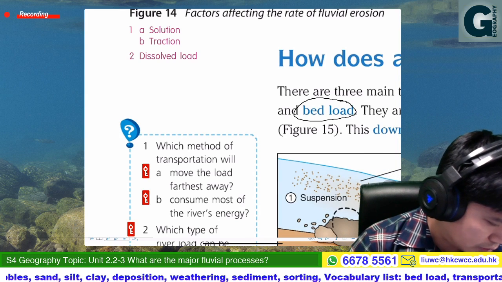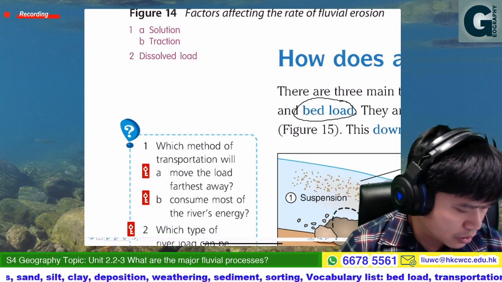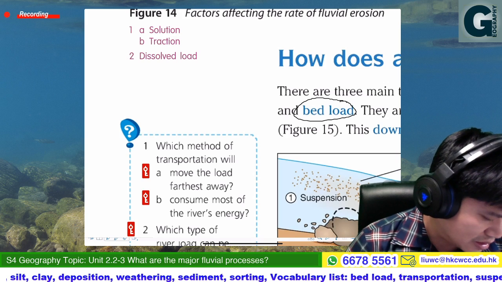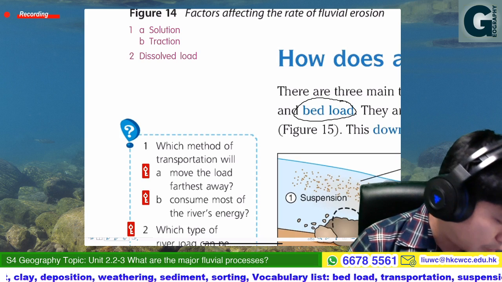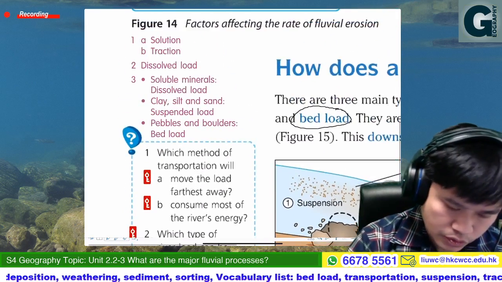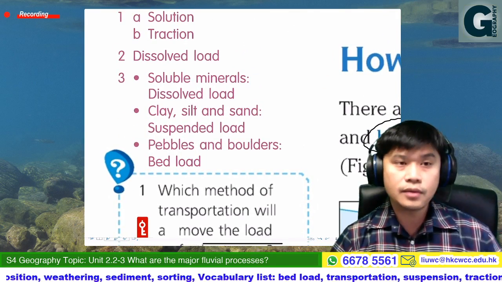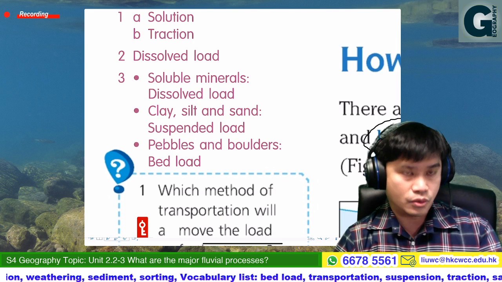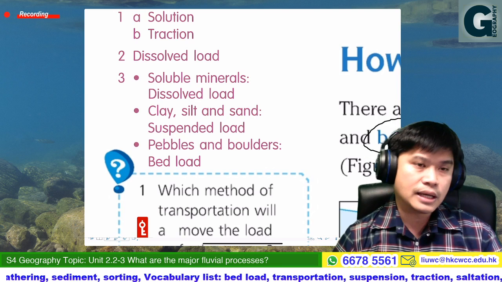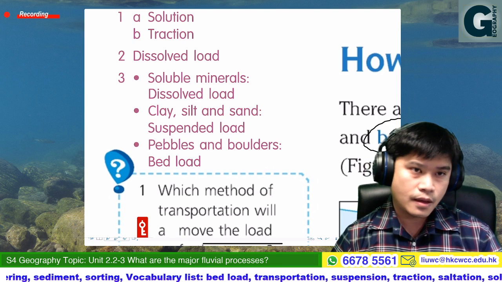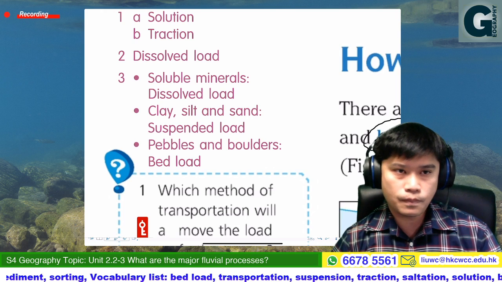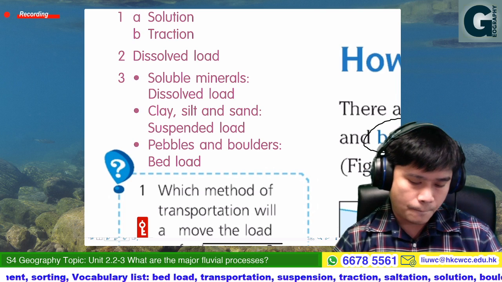Okay, then question 3. Which type of load do the following types of matter belong to? Soluble mineral, clay, silt, sand, pebbles, and boulders. That would be the classification. Soluble mineral means the dissolved load. Clay, silt, and sand are the suspended load. Pebbles and boulders are the bed load.